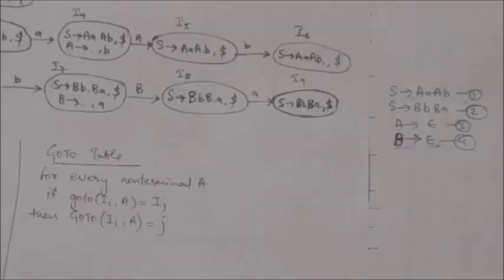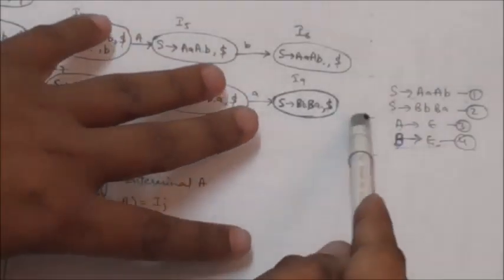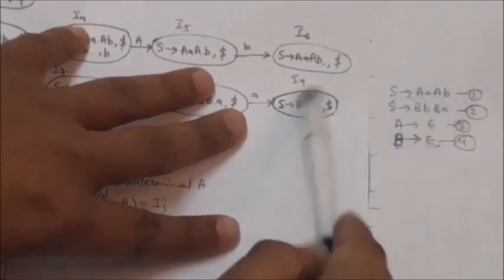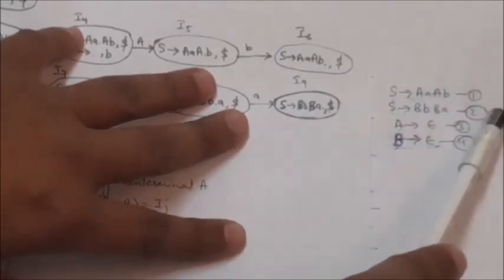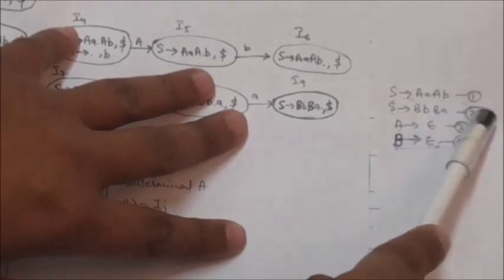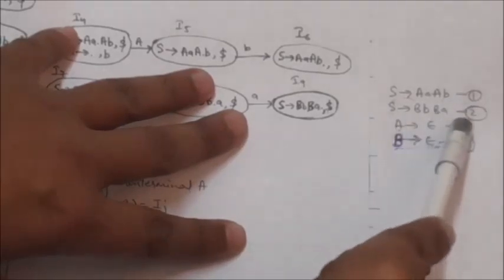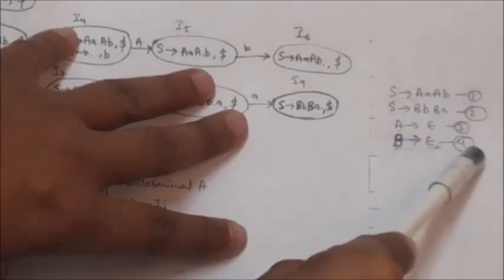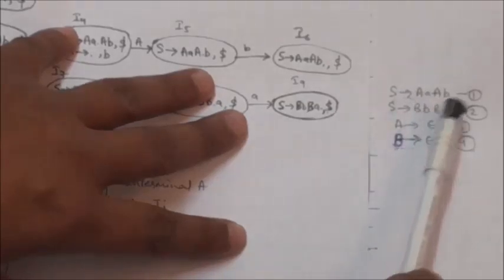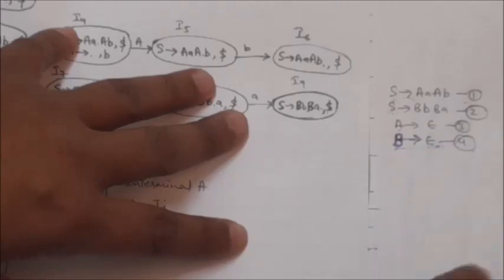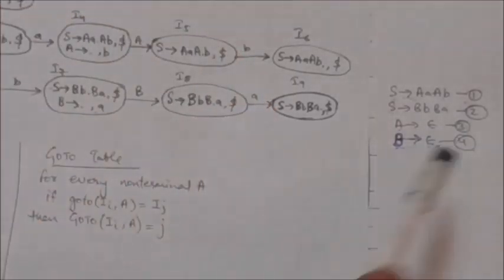Now see what we need to do. To the production rules of the grammar, we need to assign a number. So to this production rule I have assigned the number 1, to this production rule the number 2, to this the number 3, and to this the number 4. So this is production rule number 1, this is production rule number 2, this is production rule number 3, and this is production rule number 4.